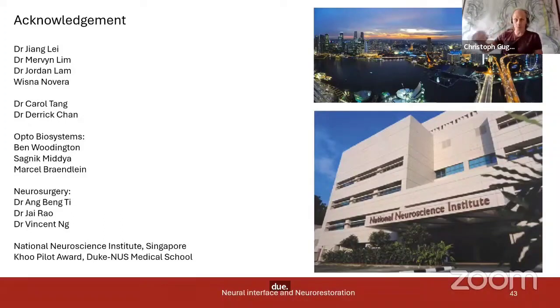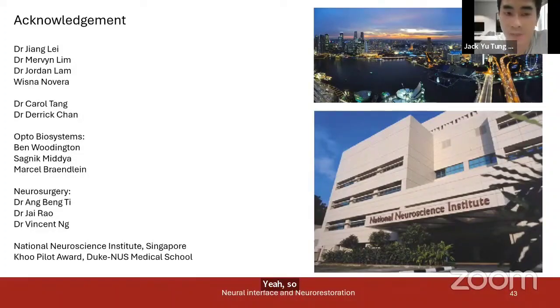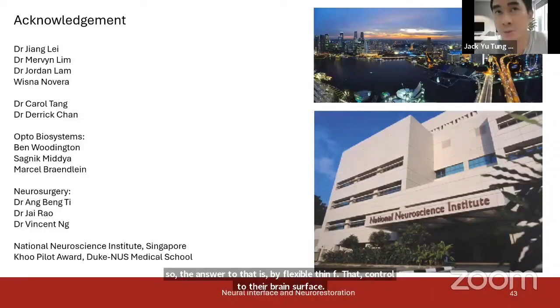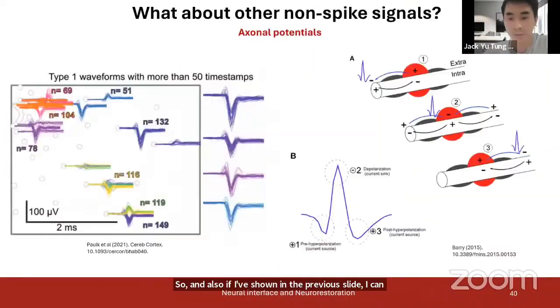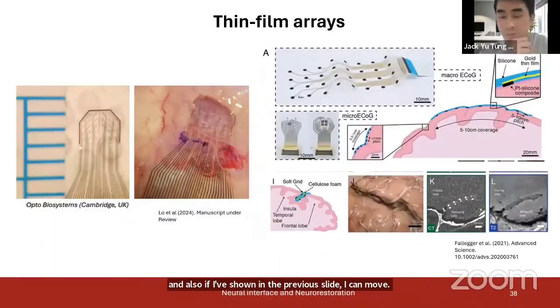Then Horst is asking, how does the array deal with different surfaces? The valleys and so on, so it's not smooth. So the answer to that is very flexible thin film arrays that contour to the brain surface. There may be biomaterials which will enhance the adhesion between the pia mater and the brain. Also, as I've shown in the previous slide, these arrays can actually be folded up if they are soft enough and be tucked into the sulcus to record from these areas.